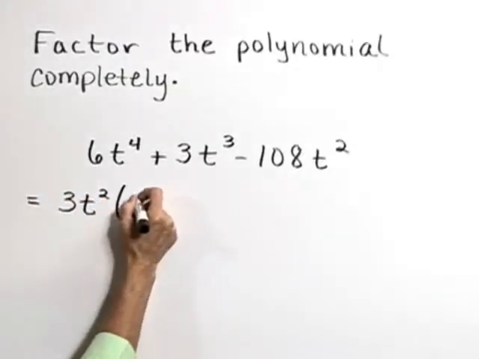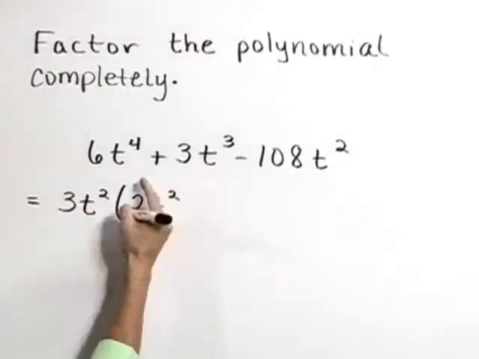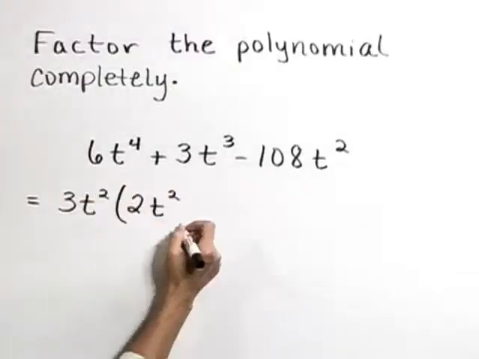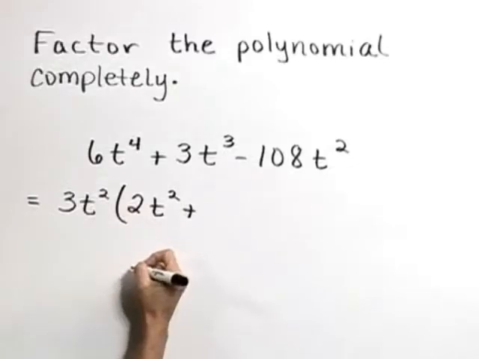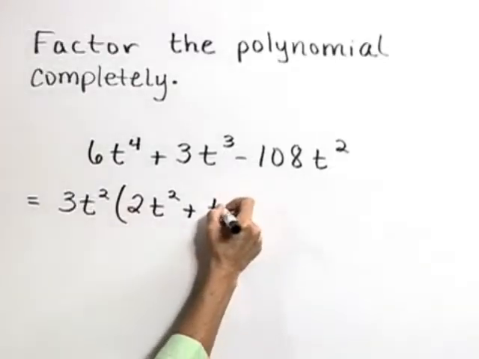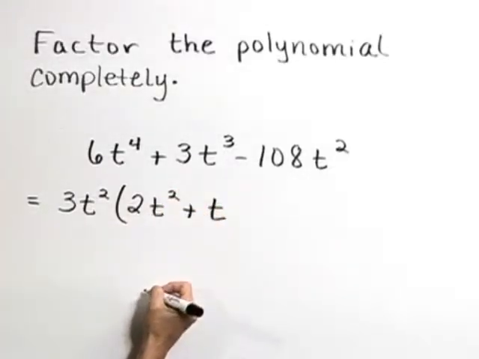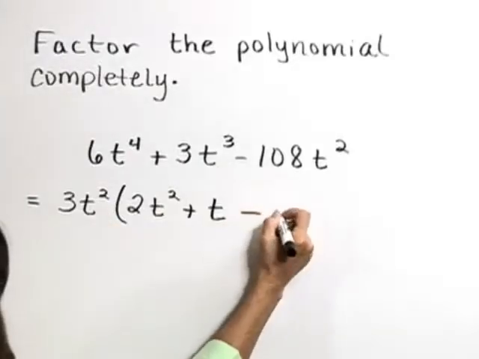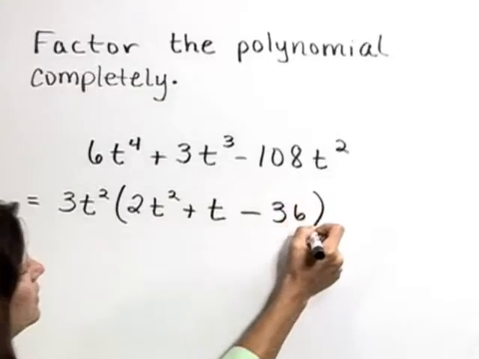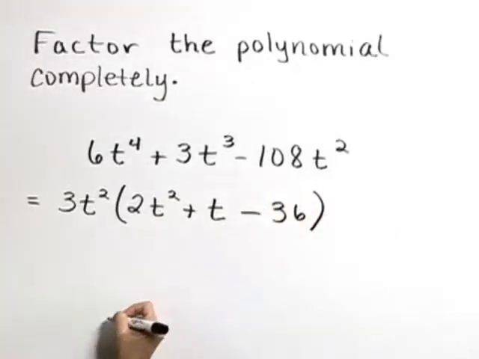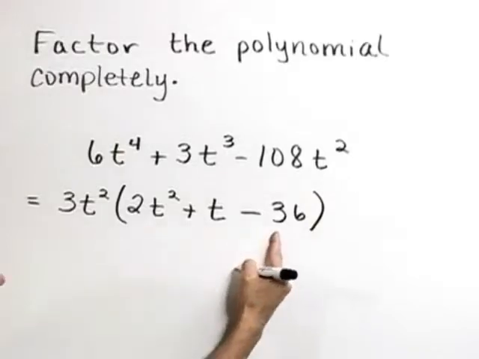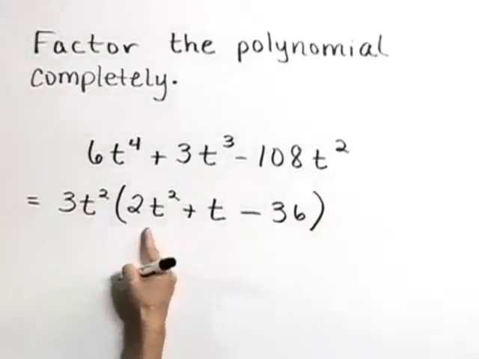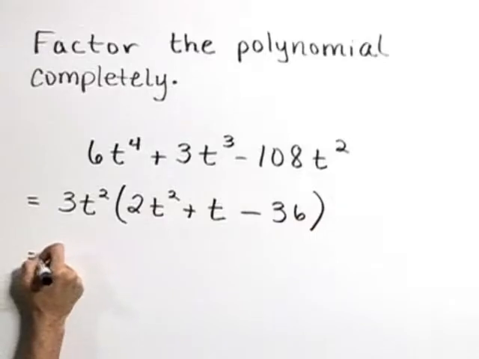3t squared times 2t squared gives 6t to the fourth. 3t squared times a positive t gives 3t cubed. And 3t squared times a negative 36 gives the negative 108t squared. Now don't stop there. Let's see if we can continue to factor by factoring this trinomial in parentheses.